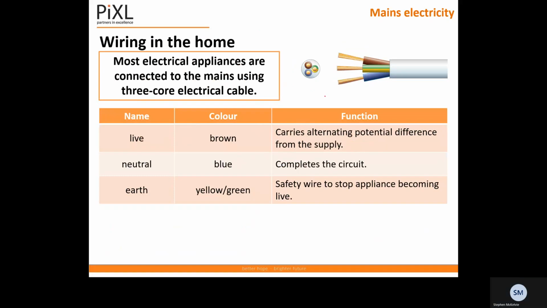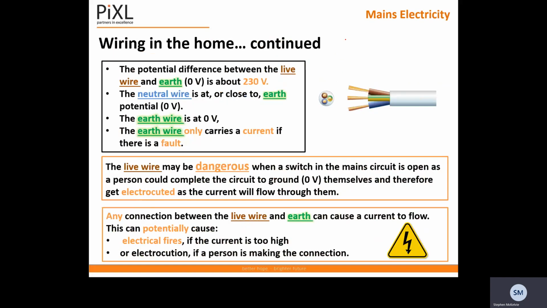The green wire, yellow-green wire, is a safety wire to stop appliances becoming live. What does that mean? It means that if I have something that's got a metal casing of some description, I've got my 230 volt wire here, giving 230 joules to my component, and then there are 0 volts of potential difference in the coulombs of charge that are flowing out the other side, then all is well.